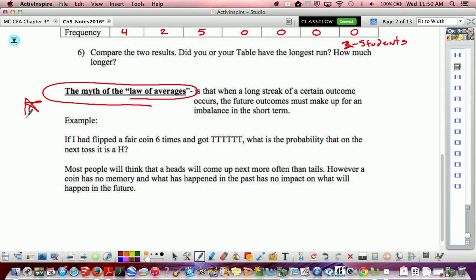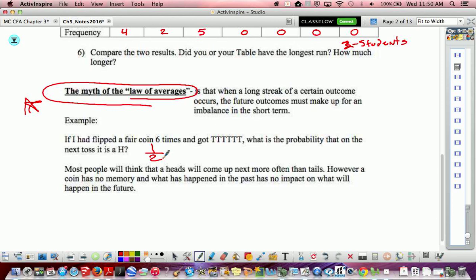So what happens here, like in this example, it says if I flipped a fair coin 6 times and got tails, tails, tails, tails, tails, tails, 6 tails in a row, what's the probability that the next coin toss is a heads? It's still 50-50. It's still 1/2. But guess what many people will believe? They'll believe that the probability that the next one's going to be heads is actually greater because I've had 6 tails in a row.